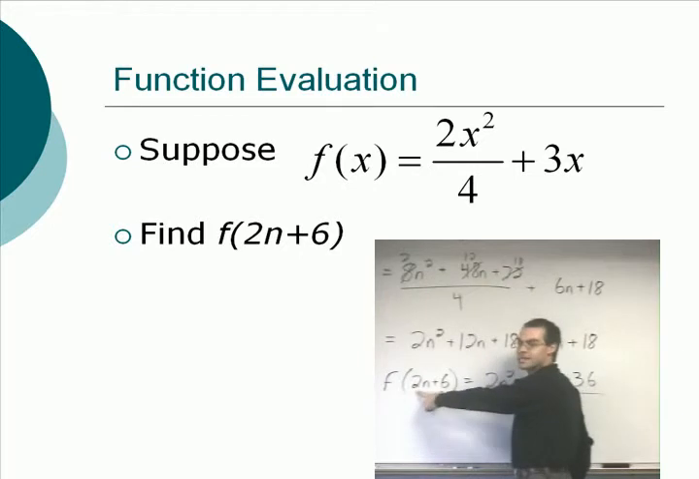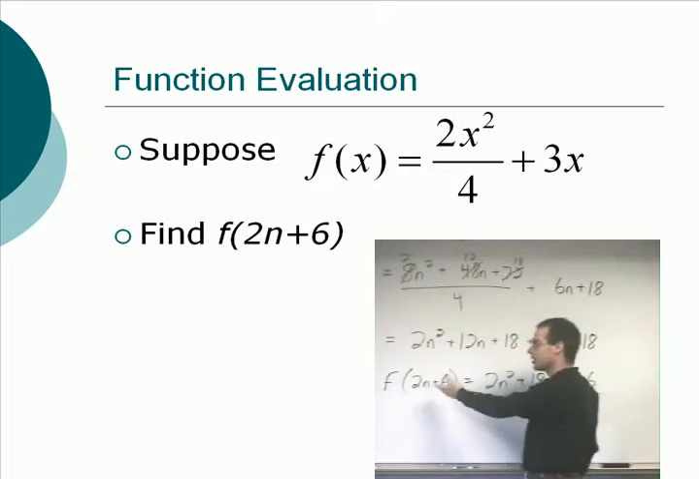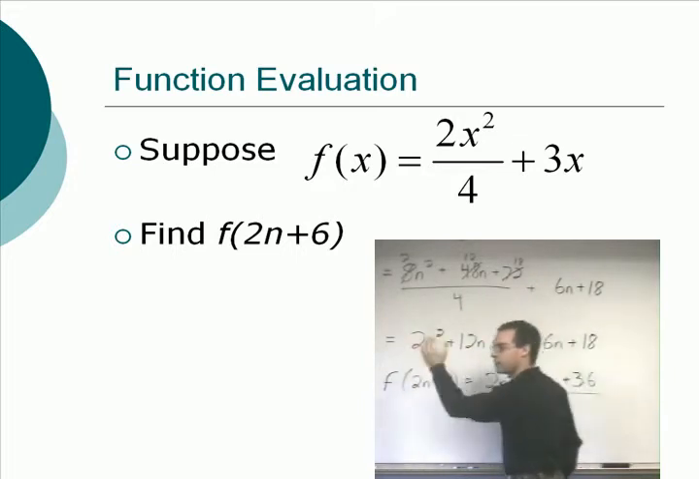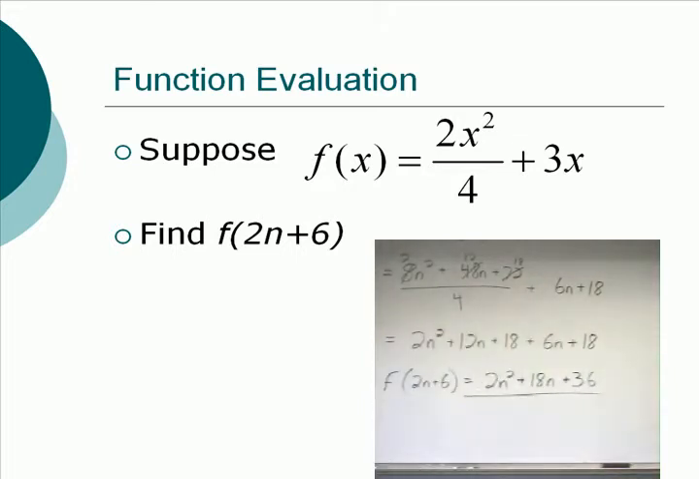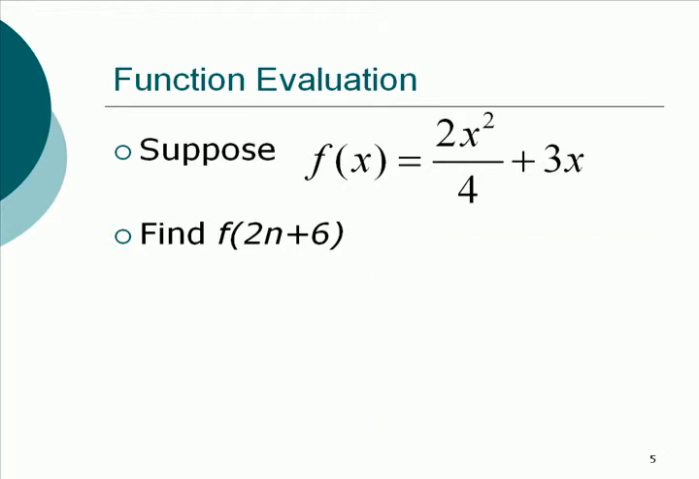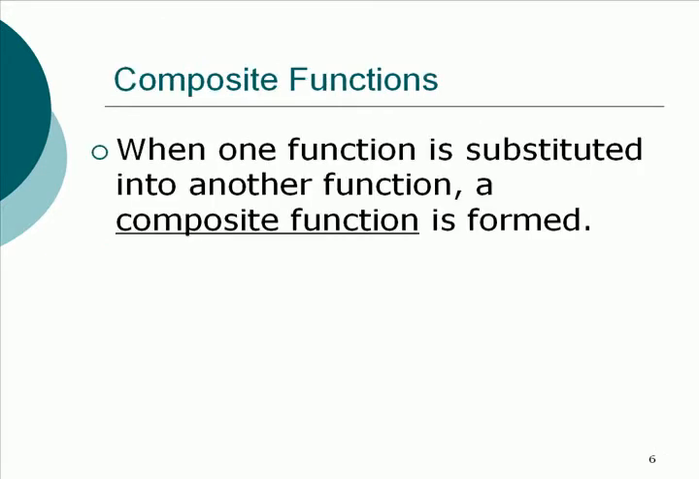Now, this could have just as easily had its own name. We just called it 2n plus 6, but it could have had a name like g or k or anything other than f, which is already used. Well, that's what a composite function is. We've done it. Now, let's just kind of formally state that. If you take one function and plug it into another one, you made a composite function. You created a composite function.